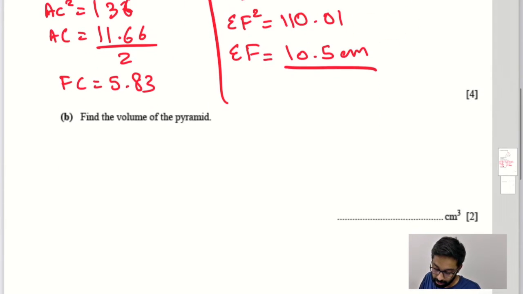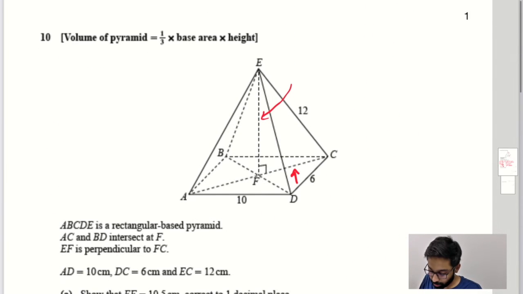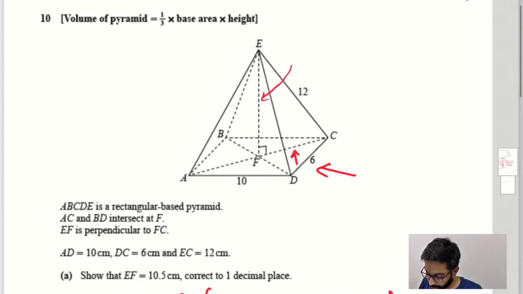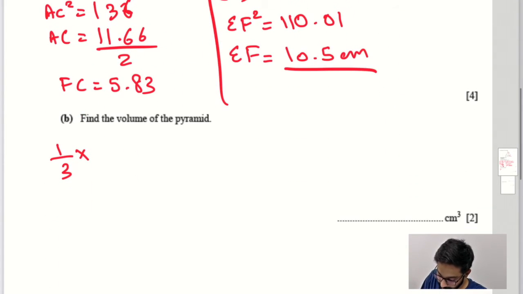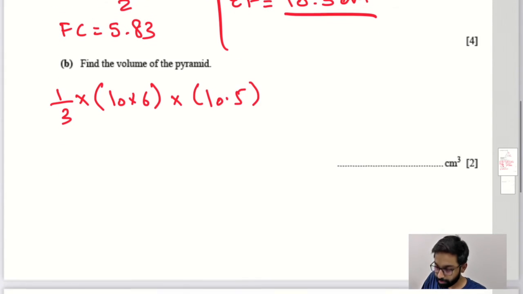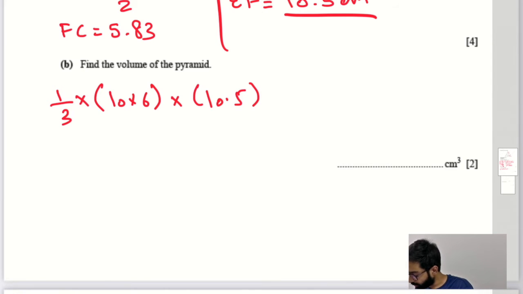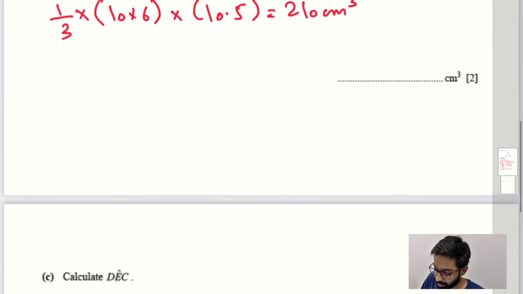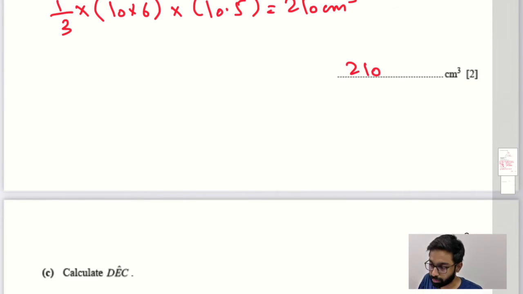Now it says find the volume of the pyramid. In order to find the volume of the pyramid, we need to multiply the base area times the height times 1 over 3. Now the base is a rectangle, so we multiply 10 and 6, 10 times 6 times the height, which is 10.5. Let's do that. 1 over 3 times 60 times 10.5, we get 210 centimeters cube. That is your answer. So we write that over here, 210 centimeters cube.